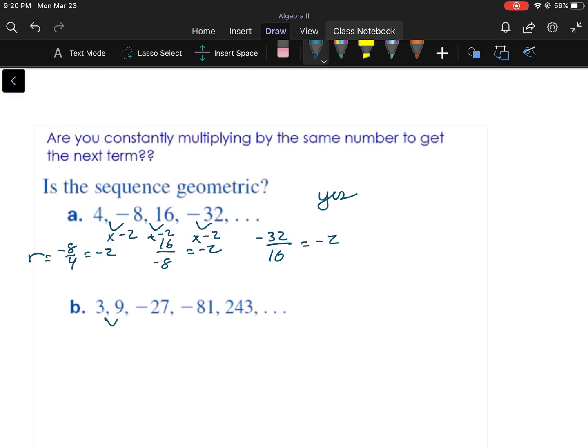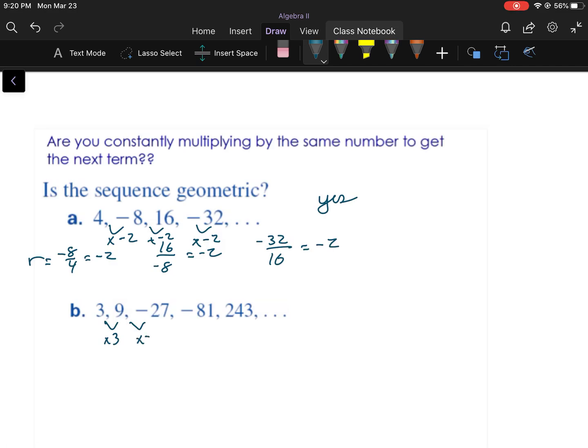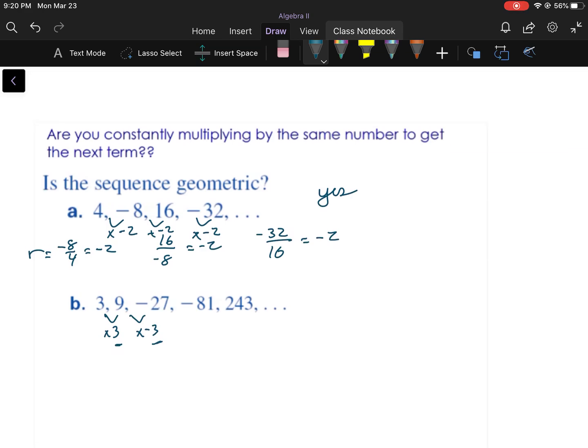Okay, the second one looks like it because I'm multiplying by 3, but all of a sudden it switches to a negative 3. Well, that's not the same thing, so it's not geometric, and it's not going to be that type of sequence. It could still be a sequence, it's just not a geometric sequence.